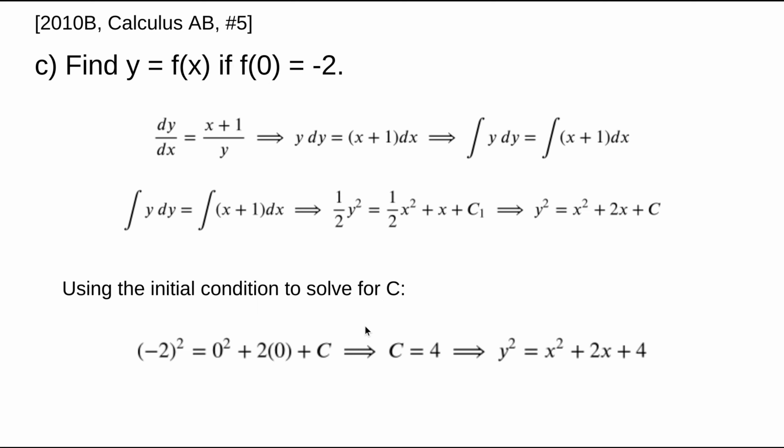Typically, we would have to solve this explicitly for y, so we will want to get rid of the square. Taking the square root of both sides, we get the square root of x squared plus 2x plus 4. But since f of 0 is -2, we have to choose the negative version of that square root.